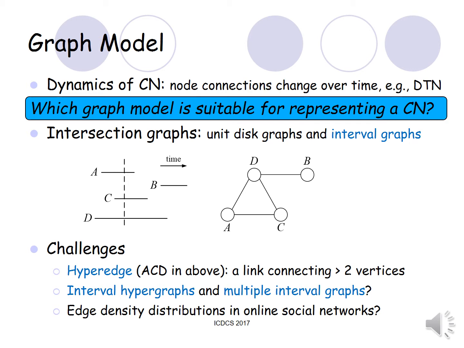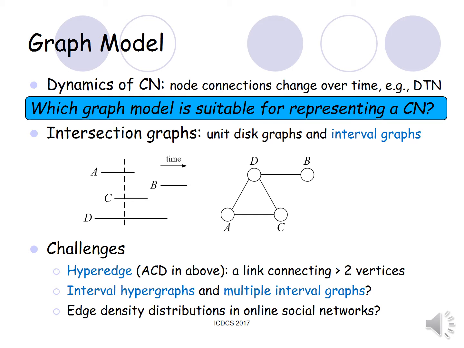The diagram shows an interval graph where each node is represented by a horizontal line. The connection of nodes is represented by the intersection vertically. In that example, A and C are connected. So there are several challenges. One possible extension is using hyperedge.